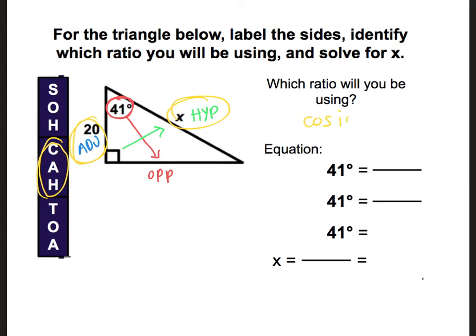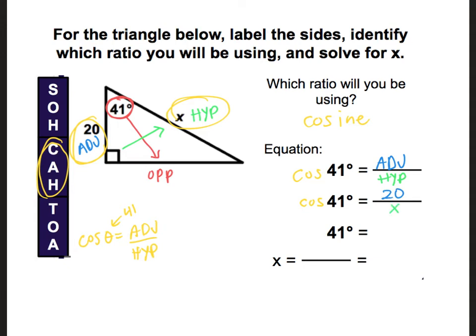You could write cos, or you could write cosine. Again, remember when you're doing this, you have cosine of theta equals adjacent over hypotenuse, and theta is your angle measure. So in our case, it's going to be 41. So really, we're going to have cosine of 41 degrees equals my adjacent side, ADJ, over my hypotenuse, and that's going to be cosine of 41 equals 20, because that's my adjacent side, over my hypotenuse, which is x.